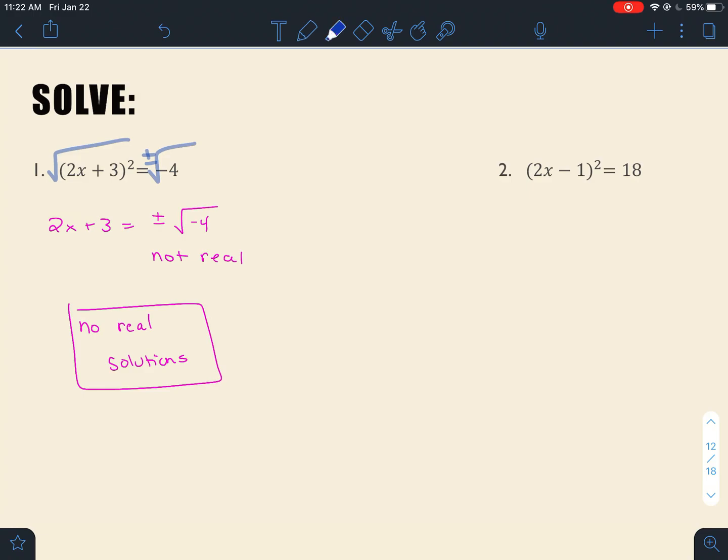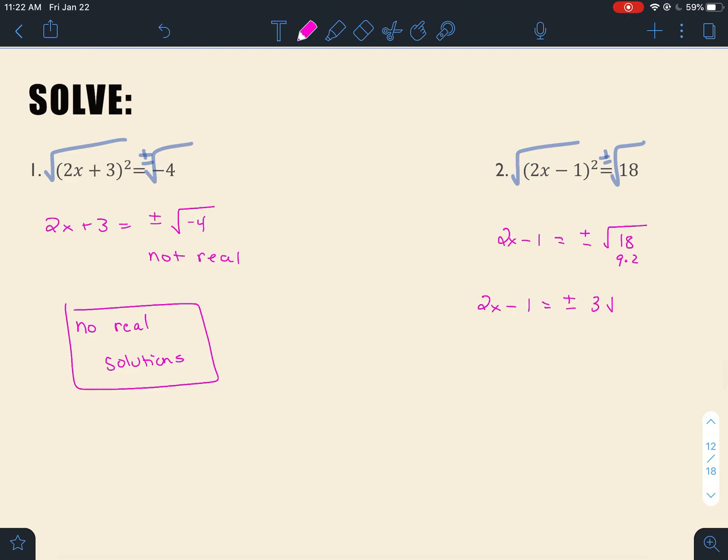All right, on the next one, take the square root of both sides. And then we would have 2x minus 1 equals plus or minus the square root of 18. 18 is 9 times 2, so this could be 2x minus 1 equals plus or minus 3 times the square root of 2.